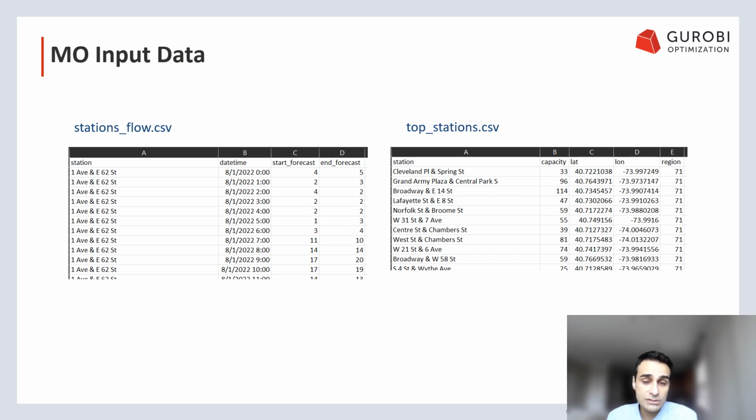In the top stations, we have, again, the station name and the most important other column that we are interested in here is the capacity. It just shows you the capacity of a station in terms of the number of bikes, so how many bikes the station can actually hold. There is no reason for now to be concerned about the other columns. So in the top stations, the only columns we're interested in are just the station name and the capacity of each station.